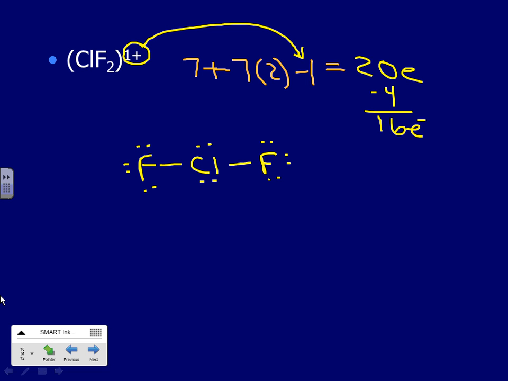Let's count them all up just to make sure. 2, 4, 6, 8, 10, 12, 14, 16, 18, 20. We started with 20. Is everybody happy? Yeah, that's a good structure. We just need to put the square brackets around it. +1, or 1 plus, or just plus. Doesn't matter. So if you've got a positive charge, you're taking an electron away.